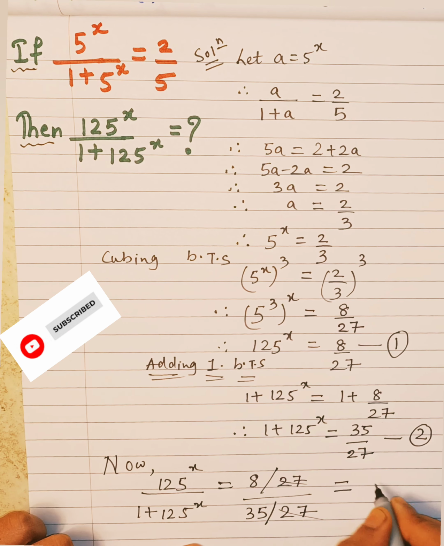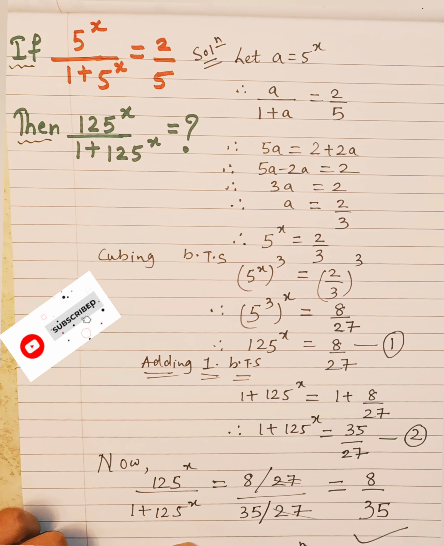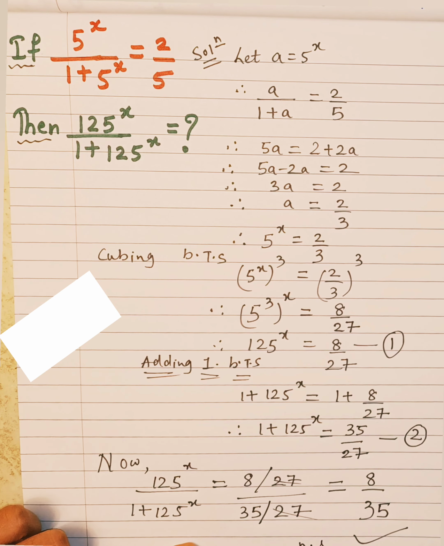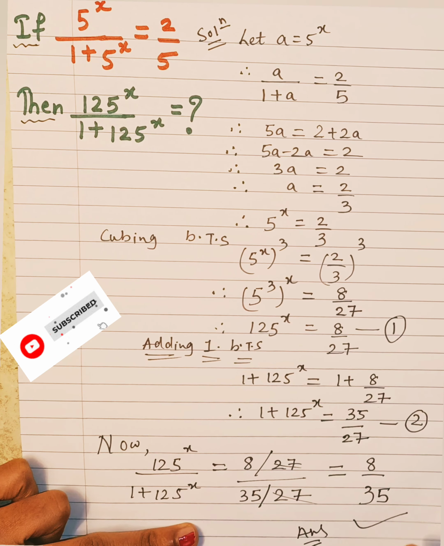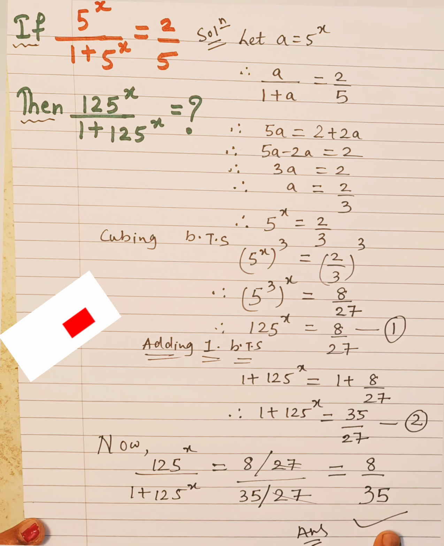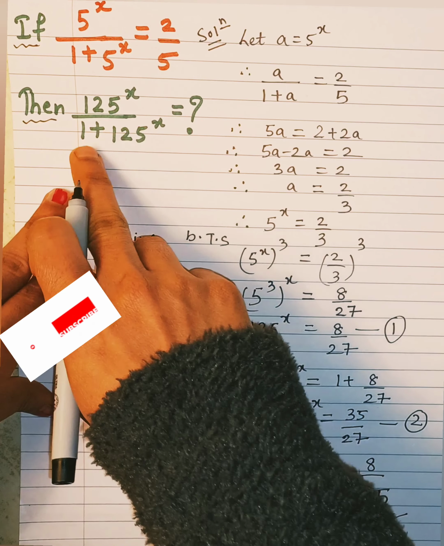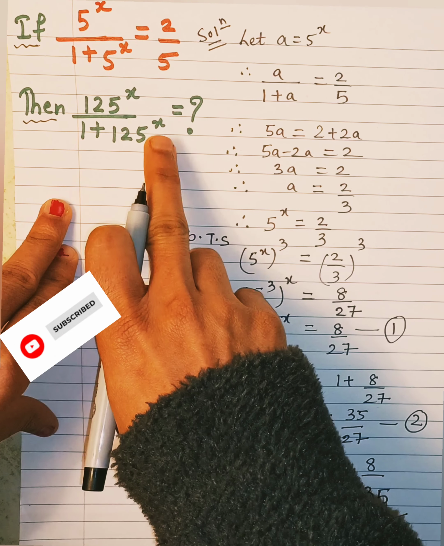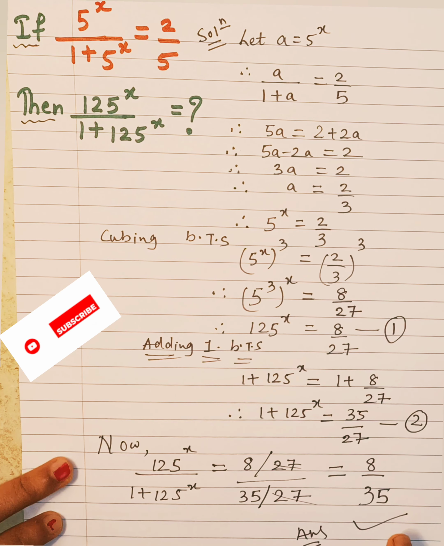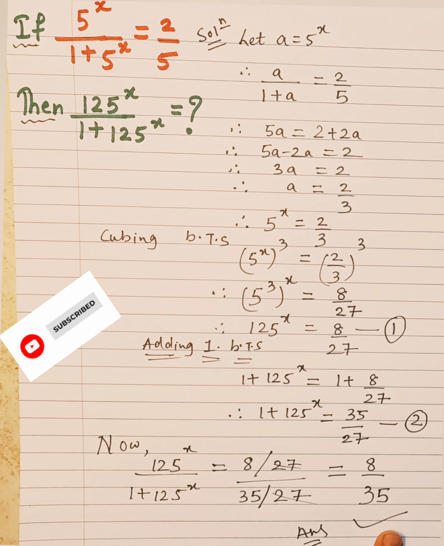So the final answer is 8 upon 35. So the value of 125 raised to x upon 1 plus 125 raised to x will be 8 upon 35. So 8 upon 35 will be our final answer. I hope you understood.